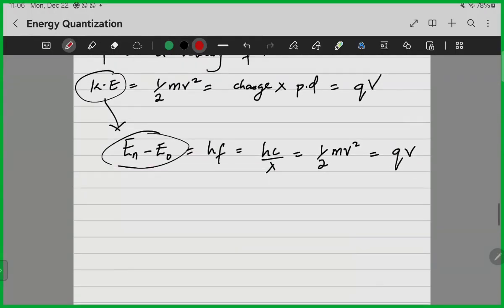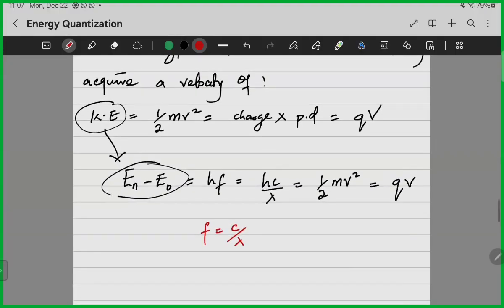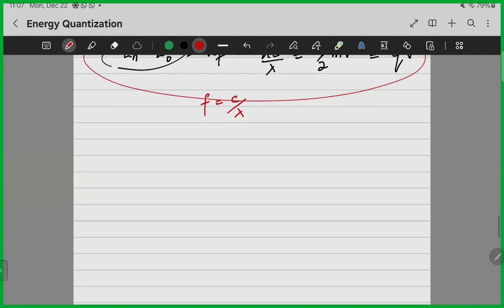So kinetic energy equals HF, and F is equal to C over lambda. So we just put it there. Then we've already established half mv squared from the previous place, and QV also from there. That makes us come to this conclusion. Now this is a valid formula. Let's take some worked examples now and proceed.